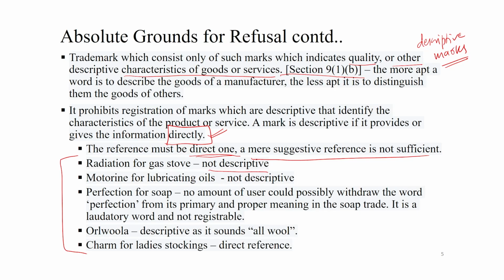Next is, there is a word motorine for lubricating oils, and it was opposed on the ground that it somewhere indicates that it is a lubricant oil for motor. So, it may be an invented word combining suffix, prefix from two different words, but it indicates that it is a lubricating oil for motors. But court considered it to be non-descriptive.